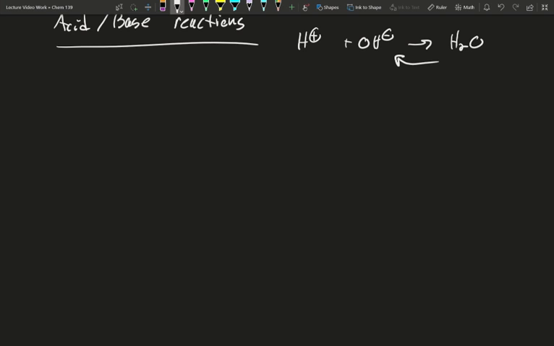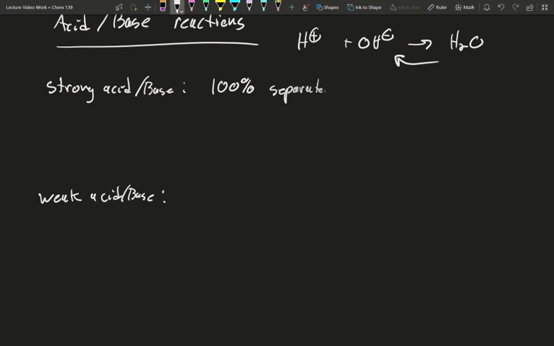We need to reference a few terms here. Strong acid, or strong base, versus weak acid, or weak base. This is not referring to how dangerous an acid or base is, but rather it's a technical term that means whether it fully dissociates or not. So a strong acid or base 100% separates, whereas a weak acid or base is less than 100% separation.